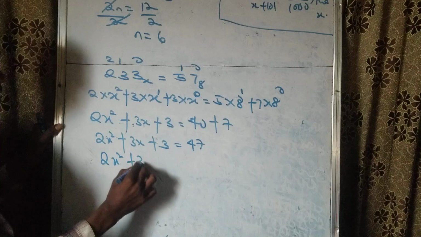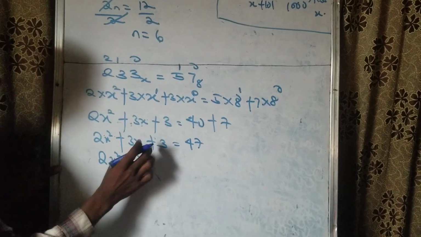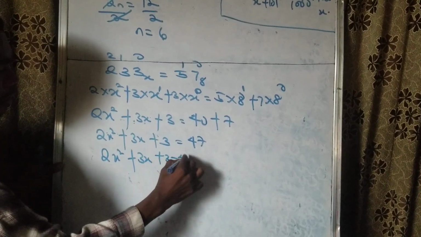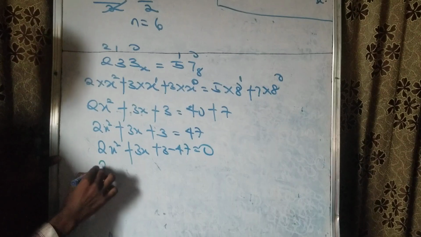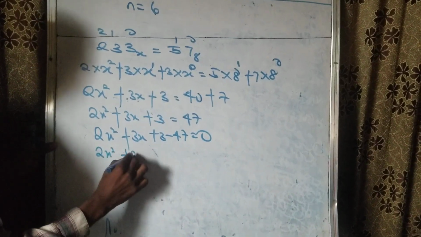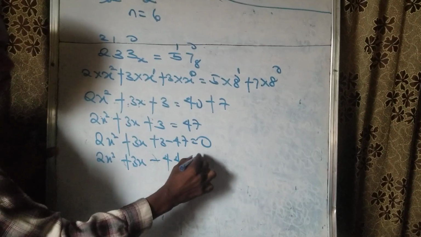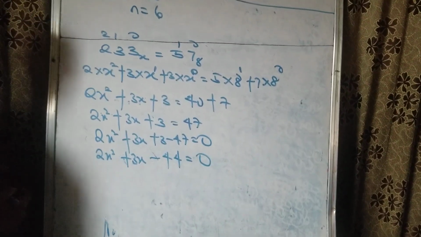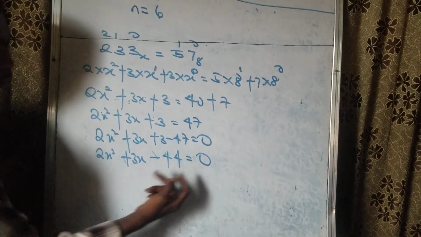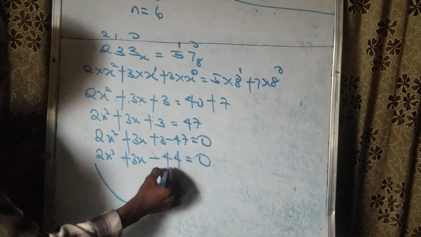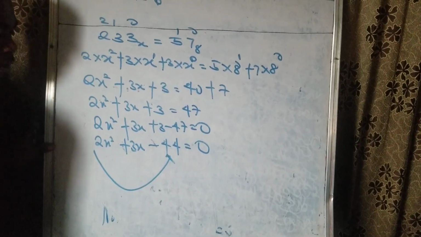You bring this in: 2x squared plus 3x plus 3 minus 47 equals 0. That will be 2x squared plus 3x minus 44 equals 0. If you look at this, you see that none of them can divide all through. So what are we going to do? We continue what we are meant to do here.